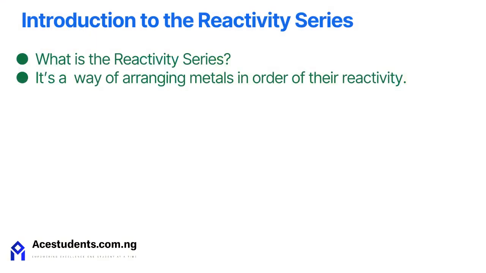The reactivity series is a list of metals arranged from the most reactive to the least reactive. It helps us predict how metals will react with water, acids, or other compounds. Always remember that the higher up a metal is, the more easily it reacts.